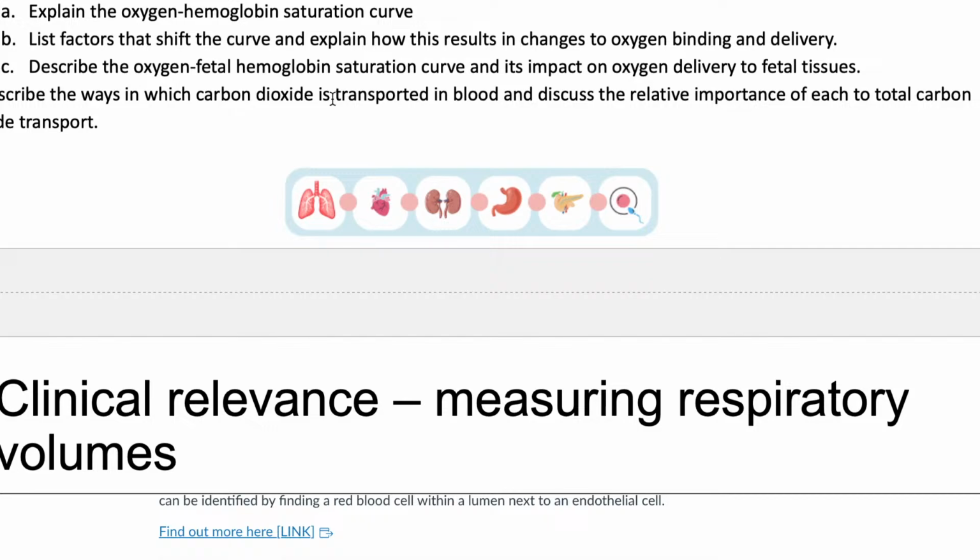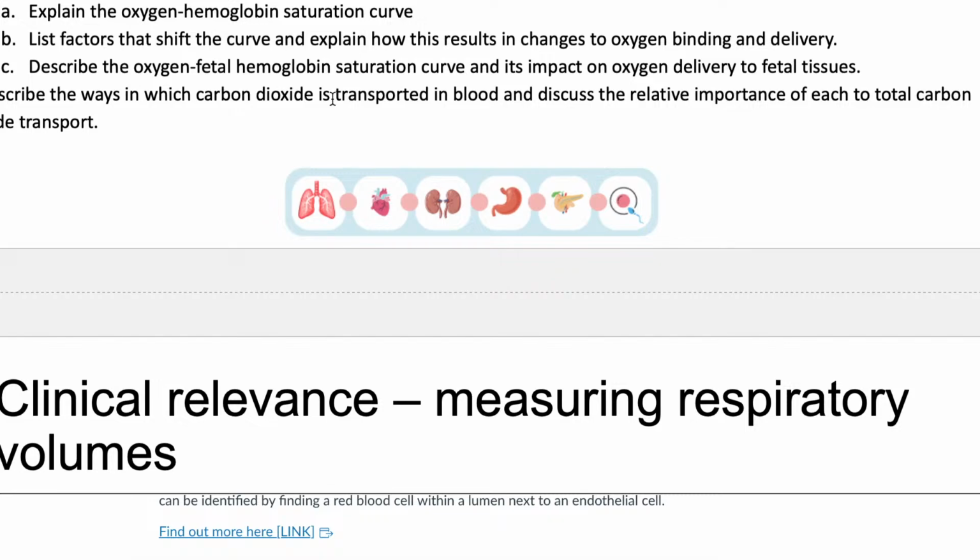All right, so describe the different ways in which oxygen is transported in the blood and discuss the relative importance of each to total oxygen transport. So oxygen is primarily transported in the blood through hemoglobin, and those 4 irons that hemoglobin can carry. Oxygen binds to those 4 irons, but it can also be transported in the plasma of our blood, the liquid portion. However, as I mentioned before, oxygen does not dissolve into the liquid very well, so that's only a very small amount of the total oxygen transport that's going on.